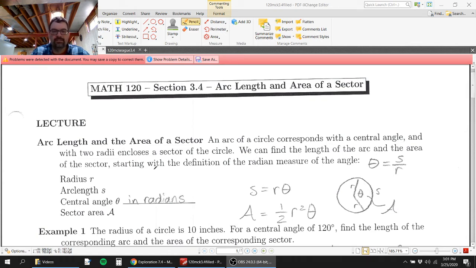And they work very nicely when we start talking about lengths of arcs on a circle and areas of what we call sectors of a circle. So here's our picture right here. So we have a central angle, theta, there in the circle. These, of course, are both radii, so they're both length r. And s is the variable that's typically used for the length of an arc.